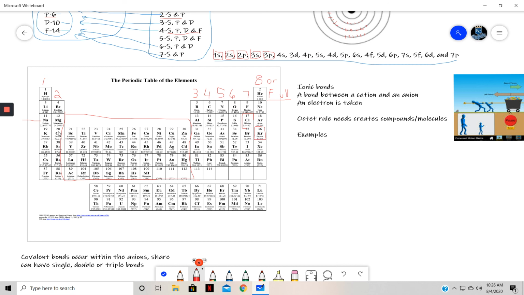Same thing with the second column. Beryllium will have 2 valence electrons on the second ring. Magnesium, 2 valence electrons on the third ring. Calcium, 2 valence electrons on the fourth ring, and so on. And as we go along the numbers, it always is the same. Oxygen, 6 valence electrons on the second ring. Sulfur, 6 valence electrons on the third ring. And you can keep that pattern going.